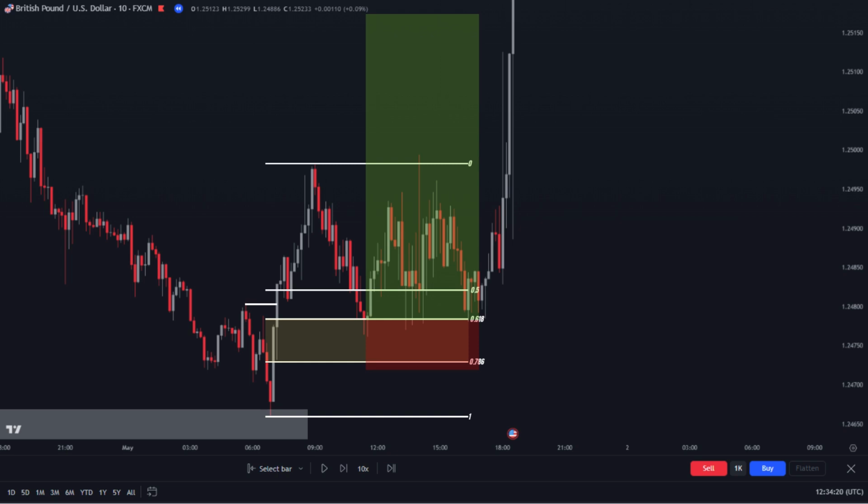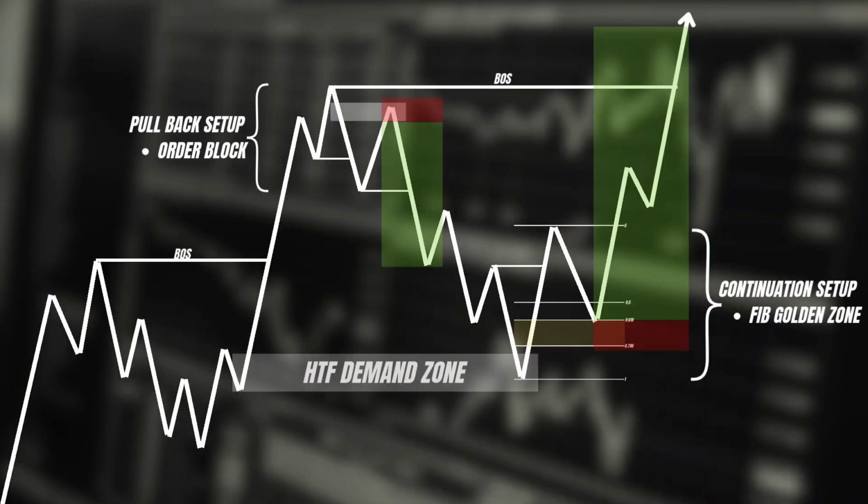In this example, we successfully caught both the pullback and the continuation setup within a single 3-phase run. By applying the principles we've discussed, using the order block and Fibonacci Golden Zone in the right contexts, we were able to maximize our opportunities and execute high probability trades. The key takeaway here is to always align your strategy with the current market structure and the phase it's in. Whether it's identifying a pullback for short-term sells or riding the continuation for long-term buys, understanding when and how to use each tool is what sets you apart as a trader.